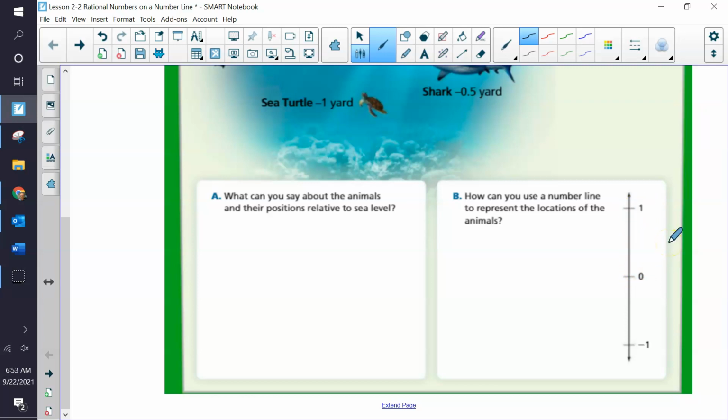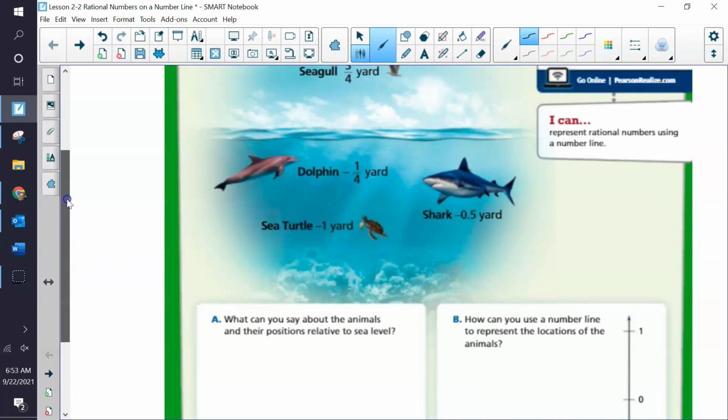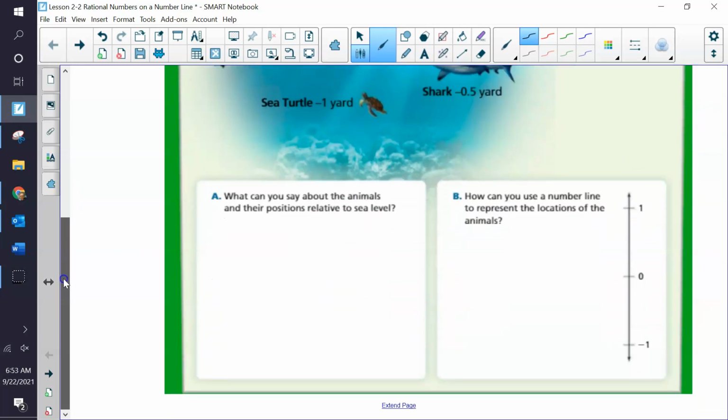I'm going to just ask you to pause right here and go through this. See if you can split up our number line and place each of these numbers on the number line, and then hit unpause, and then we'll go over it together.